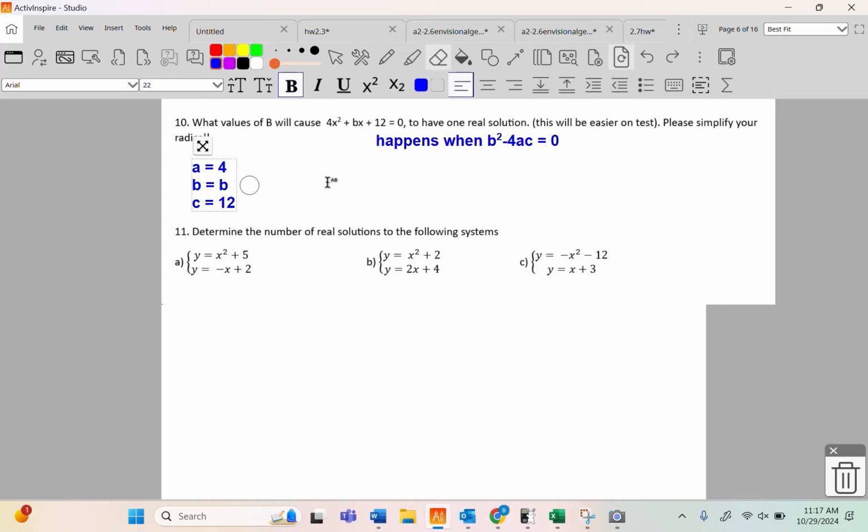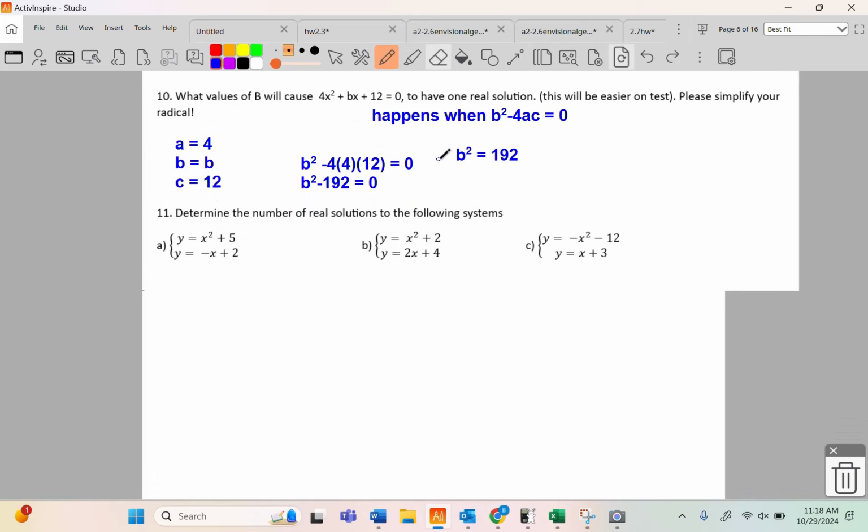And I'm just going to plug stuff in. So I'm going to have b to the second minus 4 times a, which is 4, times c, which is 12, and that's going to equal 0. It's going to give me b to the second minus 192 equal to 0. It seems that's not right. Yeah, that's right. 192. I'm going to add 192 to both sides. And I'm going to counteract squaring by square rooting.